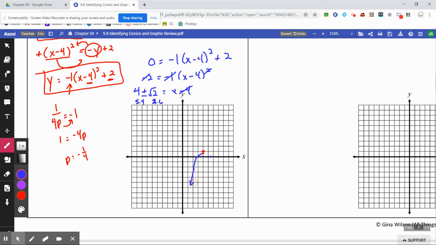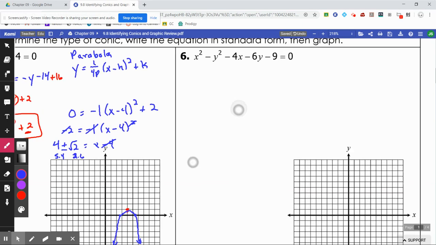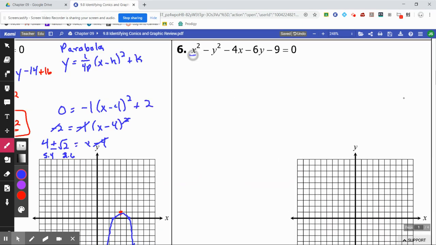And then we'll just sketch out that parabola. Nothing exact, but it'll look something like that. Number 6. Again, first step, let's identify it's an x squared and y squared, so they're both being squared. We've got to be careful. They're different signs. It's a positive one and a negative one. This is going to be a hyperbola.